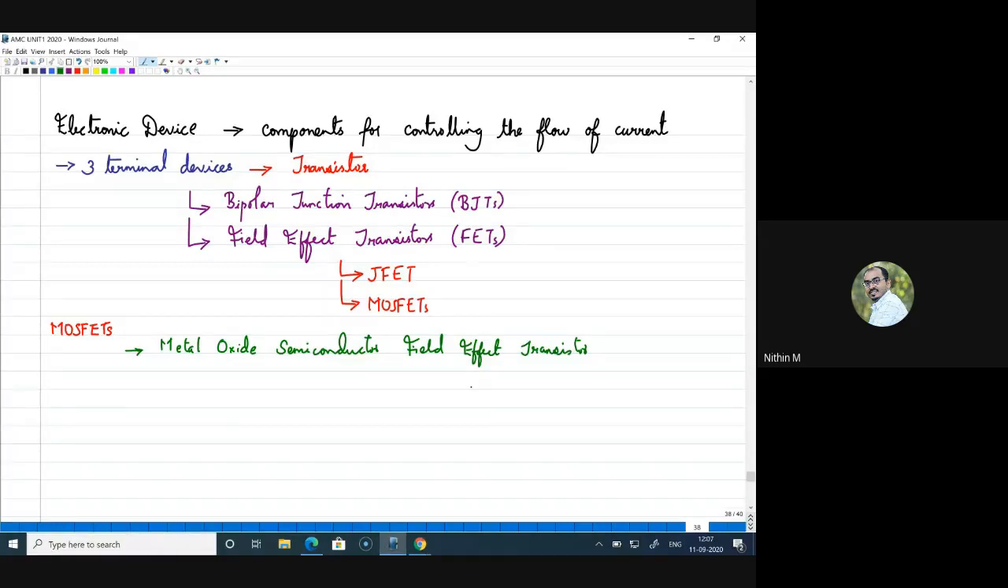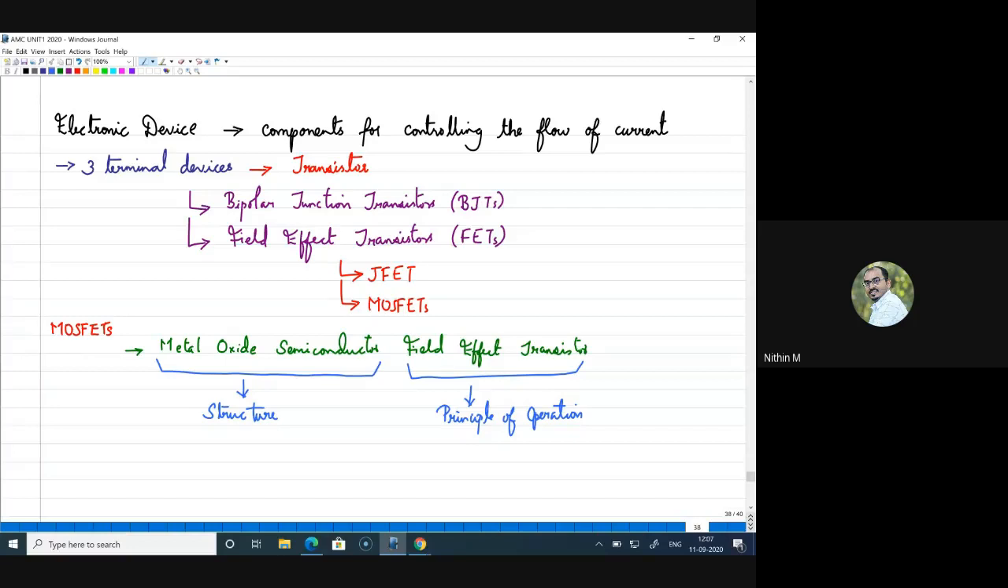Right. Now, if I look at the name itself, the first part comes from the structure of the MOSFET. This tells you what a MOSFET structure is. And the second part, field effect transistor, is basically the principle of operation. So we will look at both things. We'll start with the structure of a MOSFET, and later we will see how a MOSFET operates.